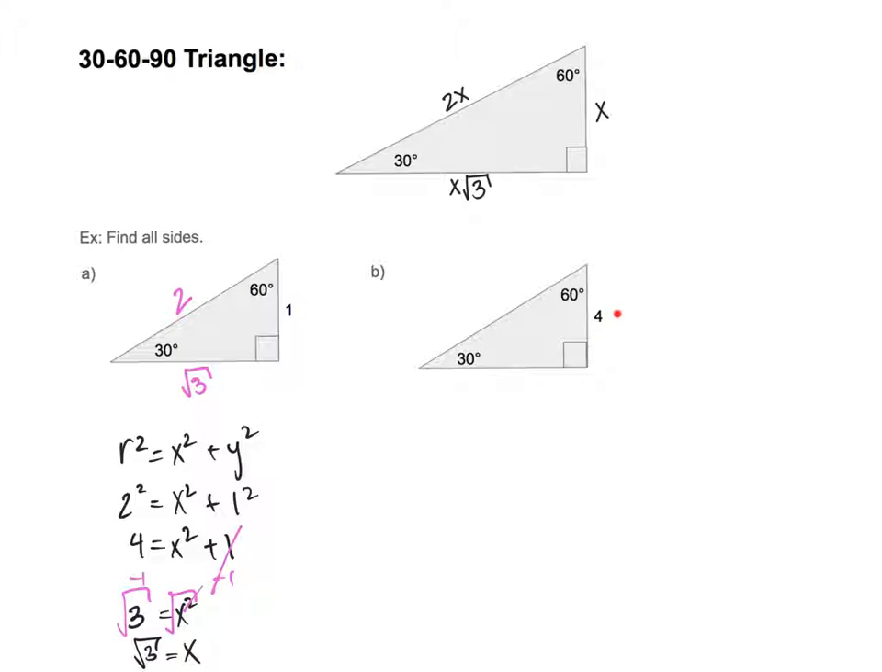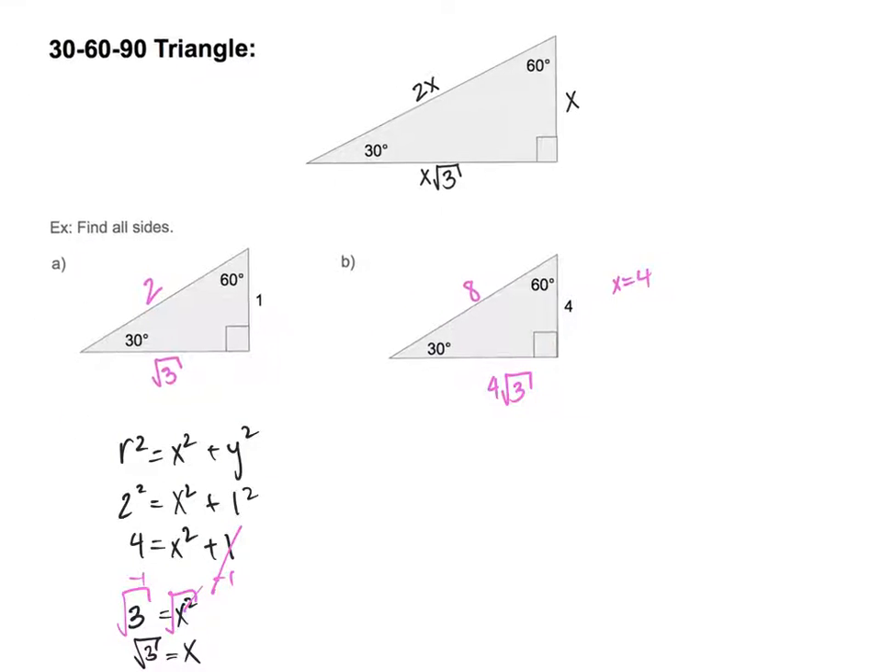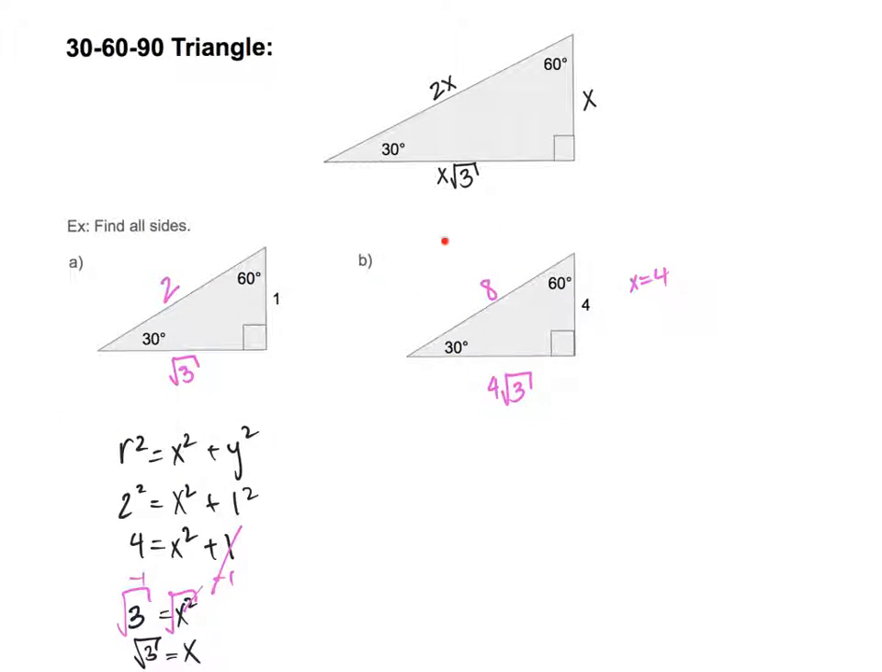So on this side here, notice how the shortest side is 4. That means the hypotenuse is double that amount. So if x here is 4, this side would be 8. Then this side here is x square root of 3. Our x is 4, so 4 square root of 3. And now I have all the pieces. And I'm done.